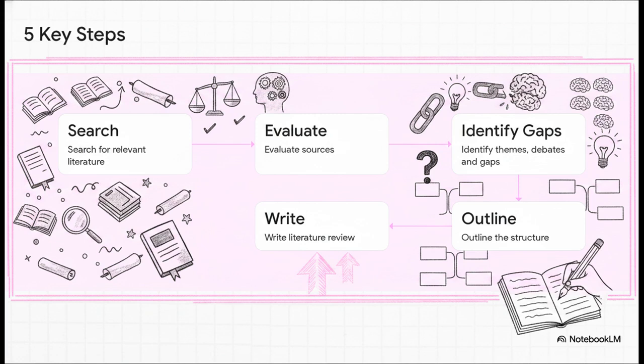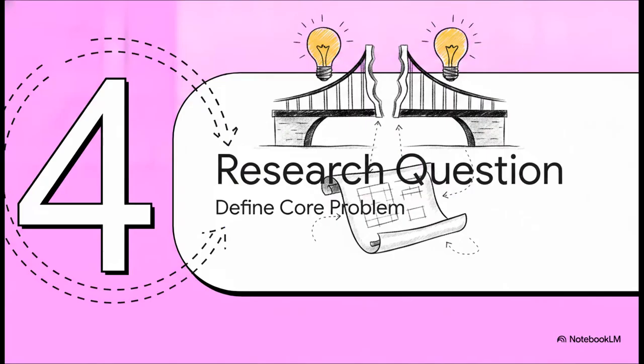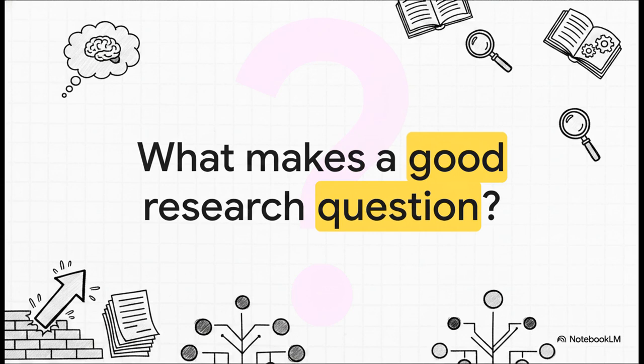Once you spot that gap, step 4 is to outline your structure. And finally, step 5, you write it up. Your literature review essentially proves to your supervisor that you actually understand the current landscape, and you're not just out there reinventing the wheel. That takes us to part 4, framing the research question, defining your core problem. Finding that gap in the literature leads us exactly here. This is the structural gap that your specific research blueprint is designed to fill.